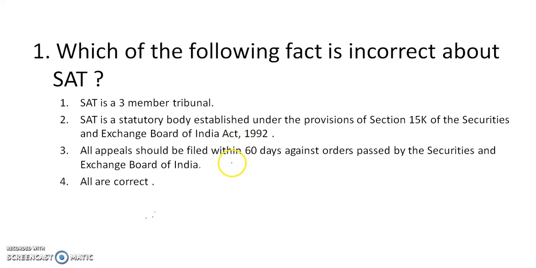Which of the following facts is incorrect about SAT, the Securities Appellate Tribunal? The first option is SAT is a 3-member tribunal. The second is SAT is a statutory body established under the provisions of section 15K of the Securities and Exchange Board of India. So you have to read about SAT. SAT is an important topic. The third option is all appeals should be filed within 60 days against an order passed by the Securities and Exchange Board of India. And the fourth one is all are correct. So the incorrect option here is the third one, because the number of days is 45 days, guys. Here, 45. Okay, so let's move on to our second question.